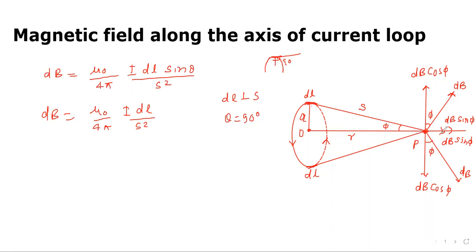Now we consider the components of dB. So there will be two components. One will be dB sine phi in this direction, and then there will be dB cos phi in this direction. Similarly, there will be another dB due to this current element, this dB, and this angle is phi. So dB cos phi will be in this direction, and dB sin phi will be in this direction. So clearly, the dB cos phi component will cancel out, and the dB sin phi component will contribute to the net magnetic field.